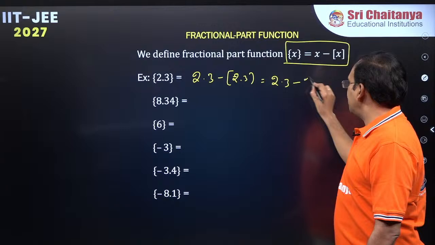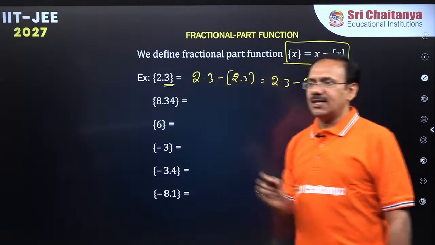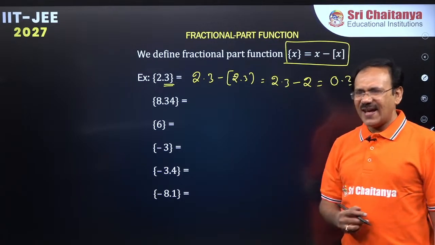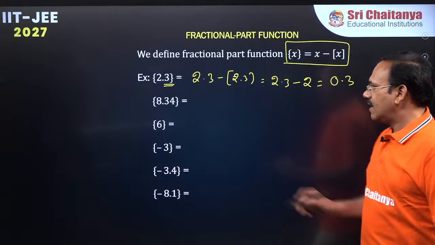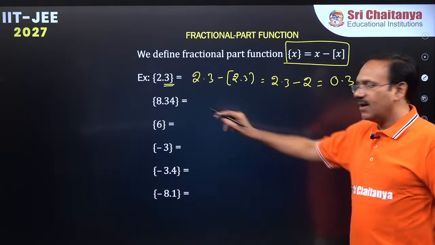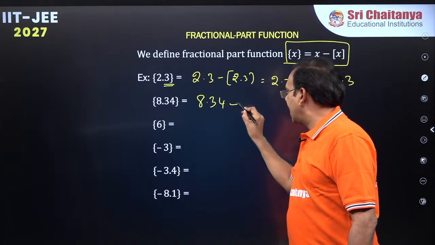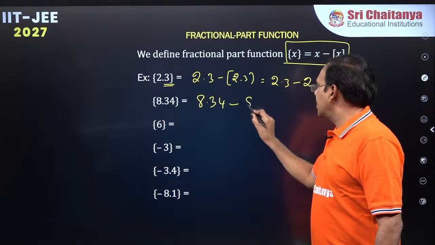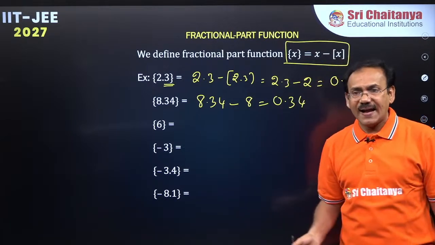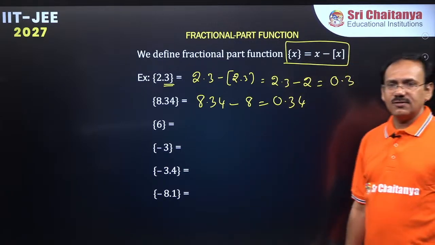2.3, its step is 2, you will get 0.3. That means the fractional part that is left in the number is going to be your answer, dear students. Okay, very simple. Fractional part of 8.34. Can you say now? So, x is 8.34 minus step of this number, which is 8, you will get 0.34. Correct, everyone? 0.34.